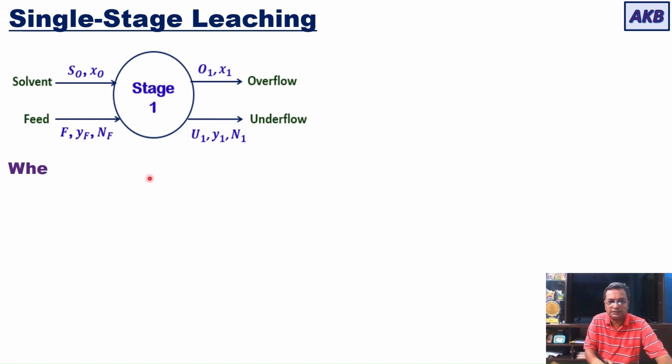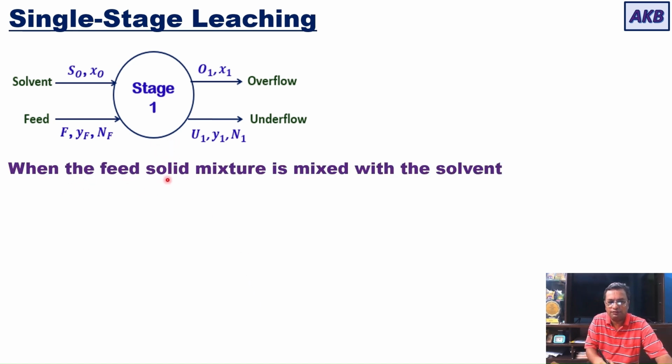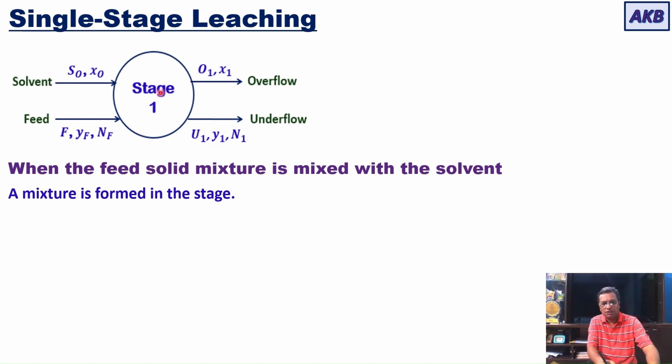Now let us see what happens in the stage. When the feed mixture is mixed with the solvent in this stage, what happens? Initially a mixture is formed in the stage. So when feed enters the stage along with the solvent, initially a mixture is formed in the stage.